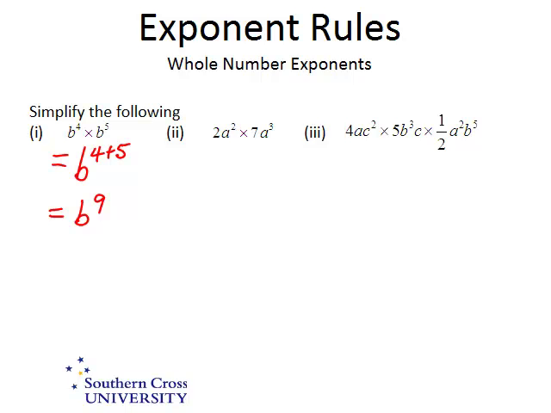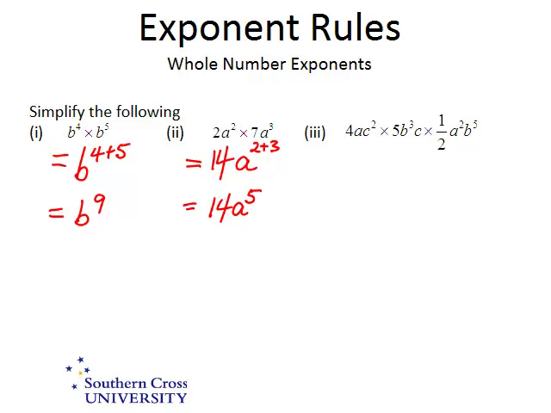Now in the second question, we've got some exponents, but we've also got some ordinary numbers. So the suggestion that I'd make is we go 2 7s are 14, and then we worry about the a squared times the a cubed, which is a to the 2 plus 3, so that is equal to 14a to the power of 5.